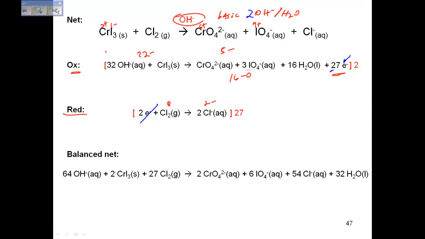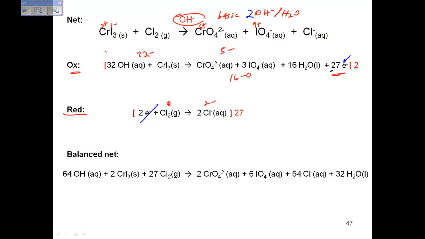So all my atoms should be the same number on both sides. If you check it, there are 64 oxygens, 64 oxygens, 64 hydrogens, 64 hydrogens, 2 chromiums, 2 chromiums, 6 iodides, 6 iodides, 54 chlorines, 54 chlorines. All the atoms are balanced.